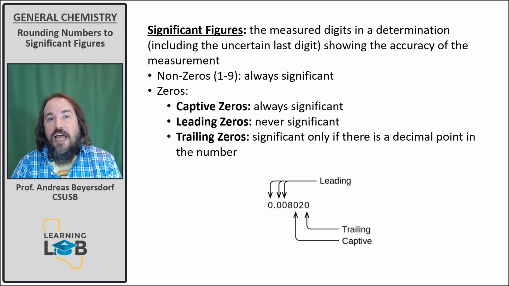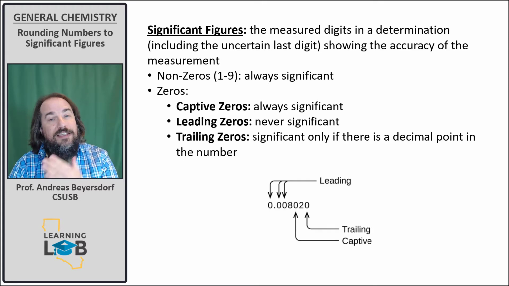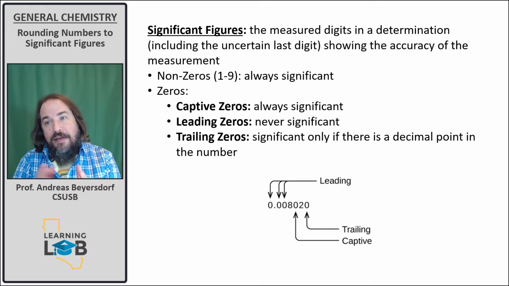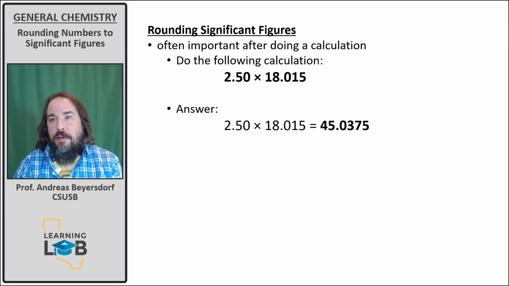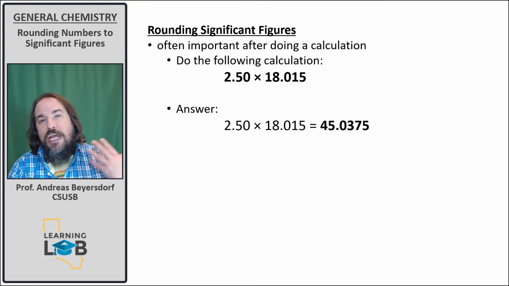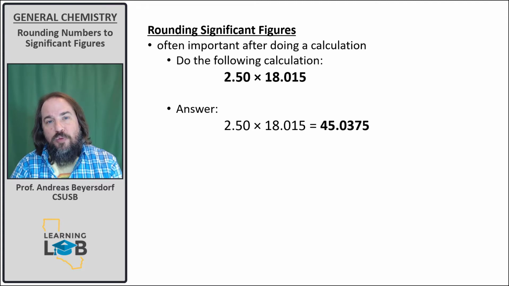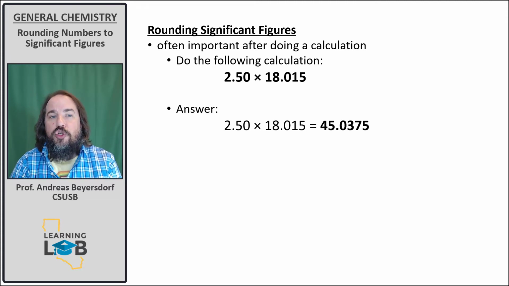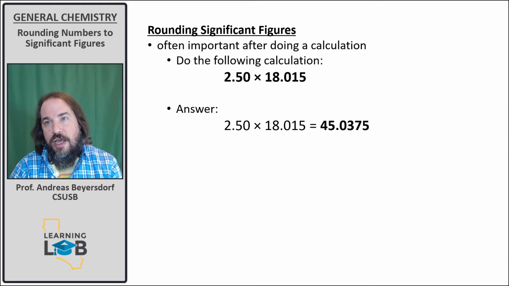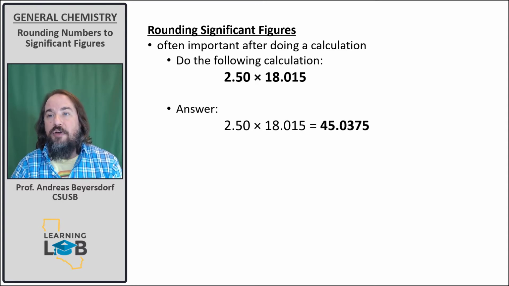Significant figures allow us to show the accuracy of a measurement by determining how many of the digits in the number are significant. This depends on whether it is a non-zero or a zero, and if it's a zero, its placement in the number. Now, when we use significant figures, sometimes we want to round numbers to a certain number of significant figures. This happens a lot when we do calculations.